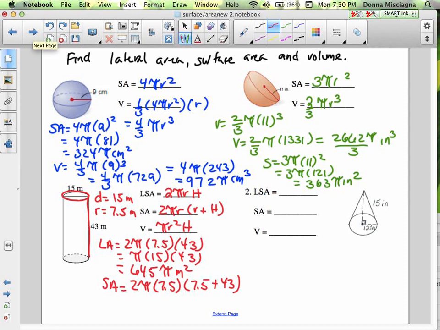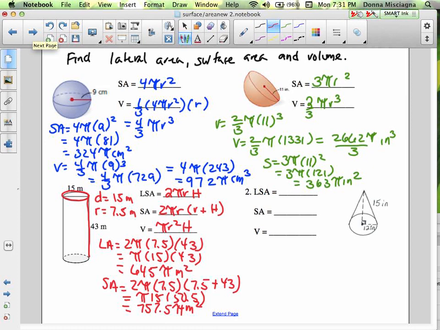I want a calculator. Let's just multiply the 2 and the 7.5. So that's going to be 15 times 50.5, which is 757.5. Oops, 0.5, don't forget our half. 0.5 pi meters squared.